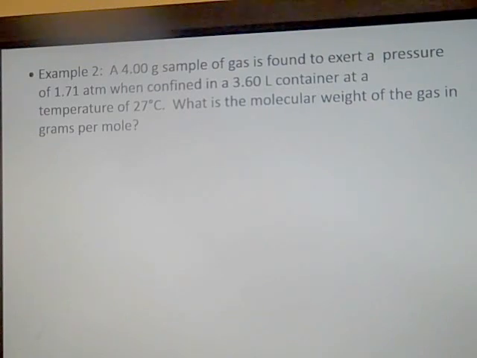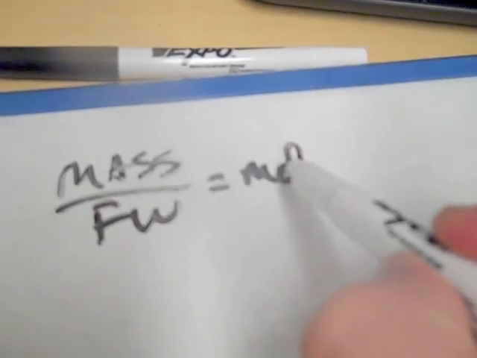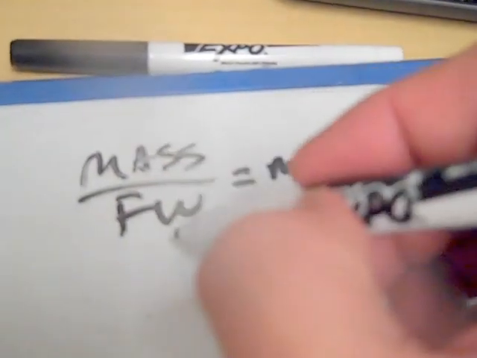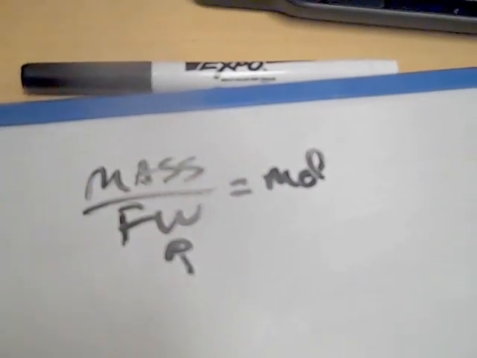And so remember this trusty equation: mass over formula weight is equal to moles. Basically, if we know the mass, that's given in the problem, and we know the number of moles, then we can determine the formula weight, just like that. So this would be the unknown right here that we can determine. So let's go ahead and do this.